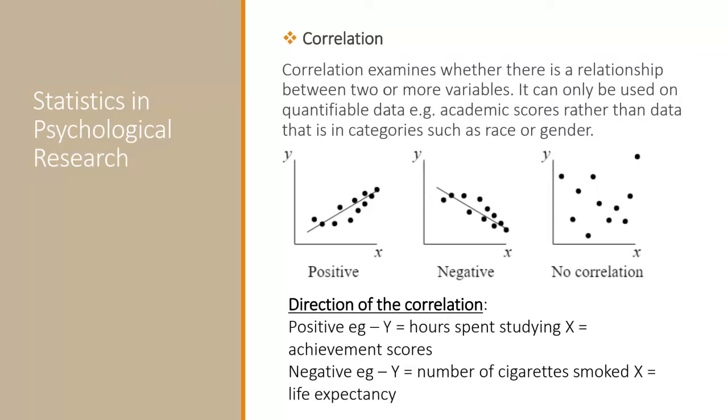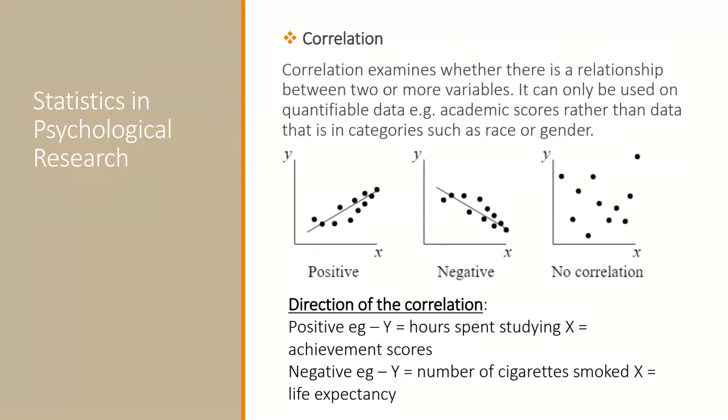Correlation is the next thing, and you've probably done correlation or come across correlation before. Basically, if we've got X and Y as our two variables, it tells us about the relationship. Is there a relationship between those two things? So between X and between Y, is there a relationship? That is our correlation. So it needs to be used on data that's quantifiable, like academic scores rather than race or gender. So it's something you've got to score on, and you've got a score for Y and a score for X, and you put those two things on a graph.